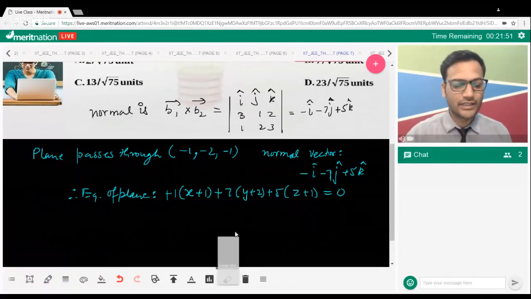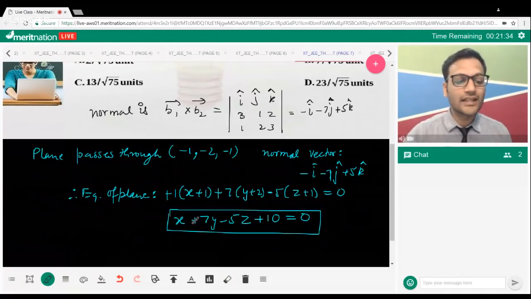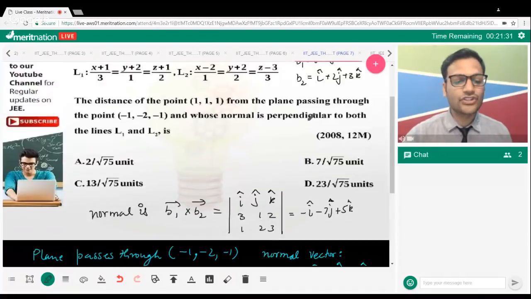If I just quickly change it, this turns out to be negative. So over here, x plus 7y minus 5z, then 14, 15 minus 5 gives me a 10 is equal to 0. This is the equation of the plane. Now we don't have to calculate the equation of the plane. We need to calculate the distance of this point from that plane.